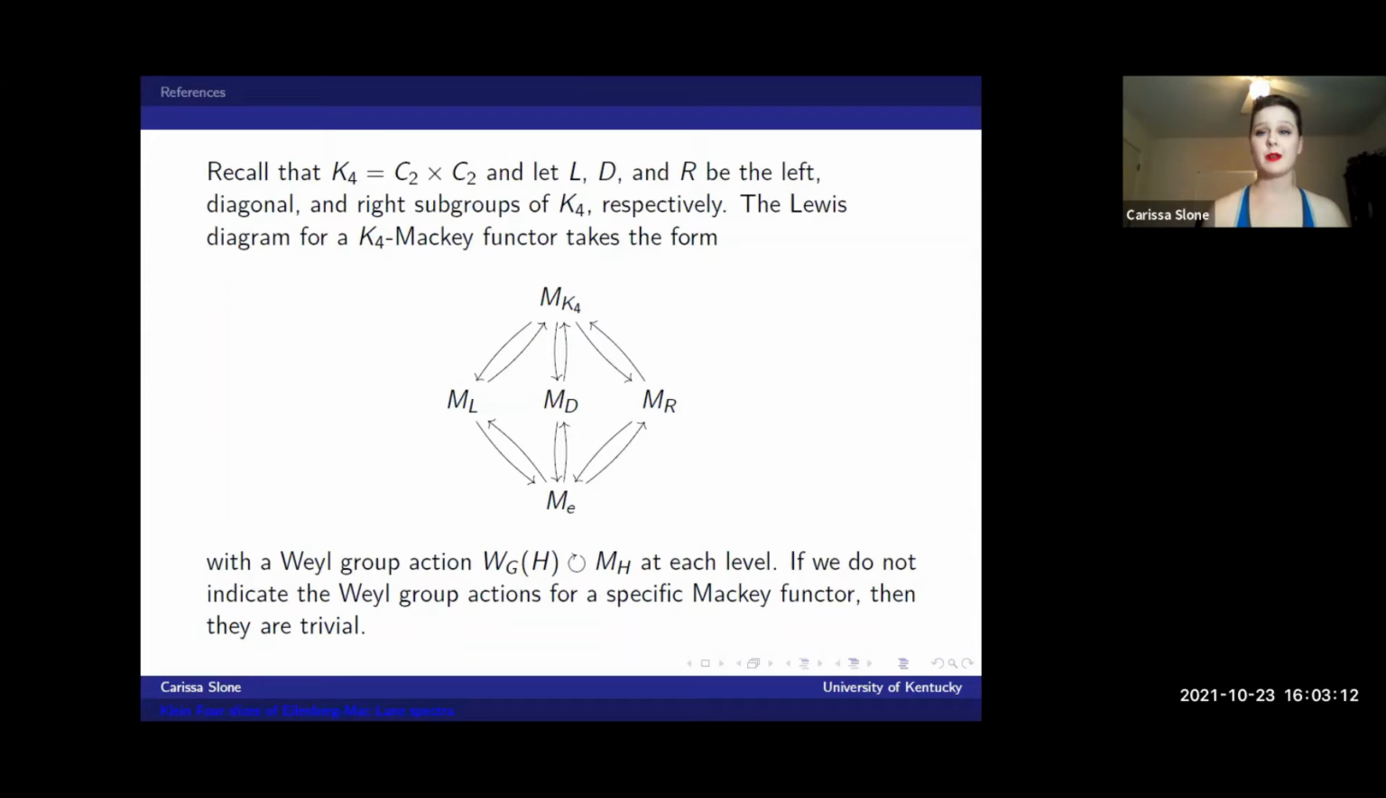So let's remind ourselves what a Klein Four Mackey functor looks like. L, D, and R are the left, diagonal, and right subgroups of Klein Four respectively. Then the Lewis diagram takes this form. We have an M K4 at the top, an ML, MD, an MR in the middle, and an ME at the bottom. And then we have our restrictions, which are the maps going down, and our transfers, which are the maps going up. We also have a Weyl group action at each level, and if we don't indicate the Weyl group actions for a specific Mackey functor, then they're trivial.